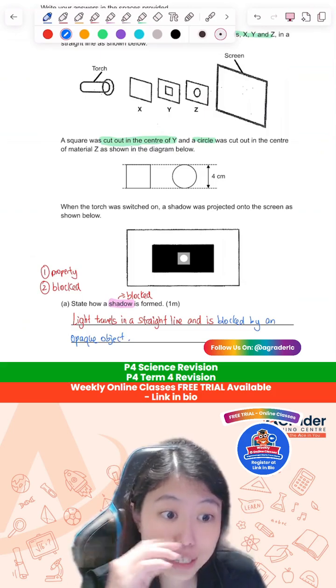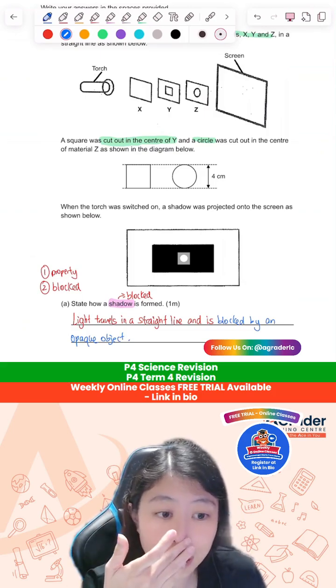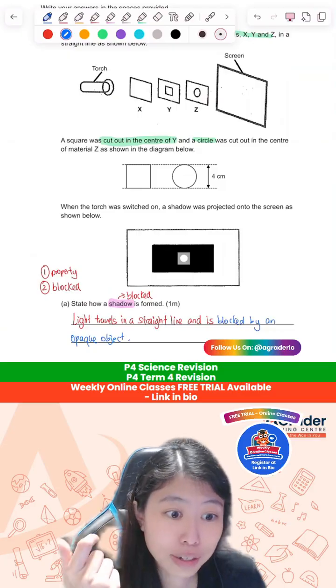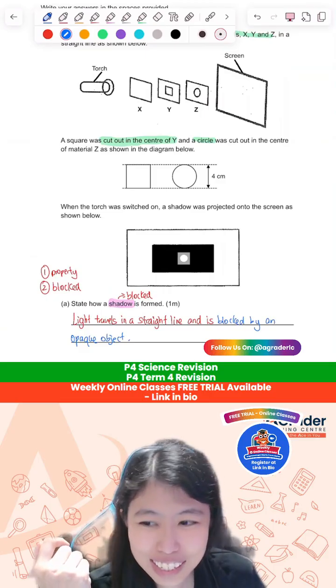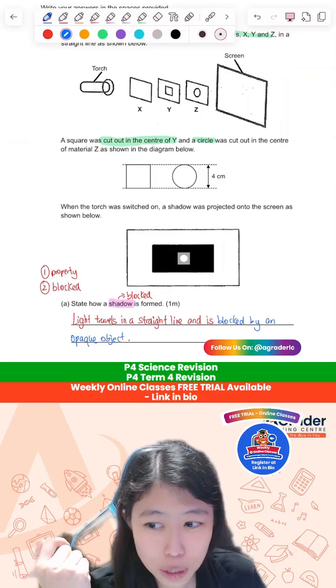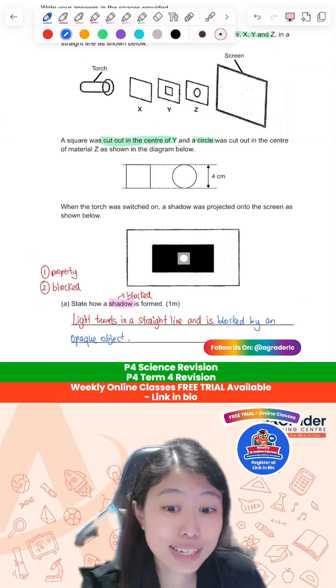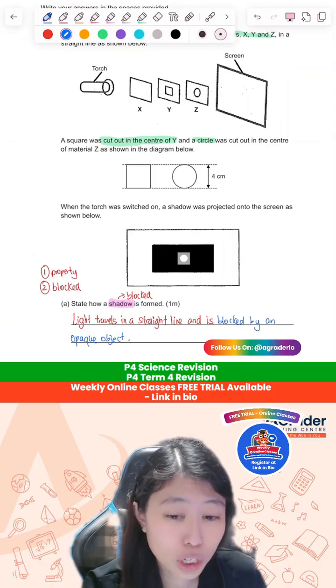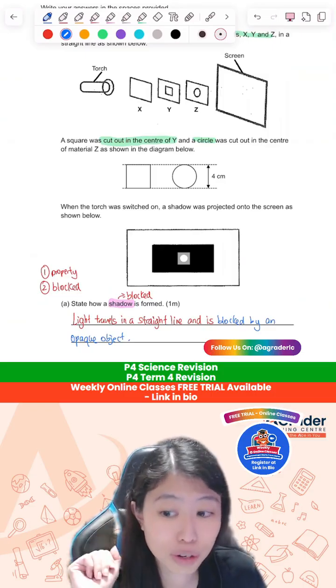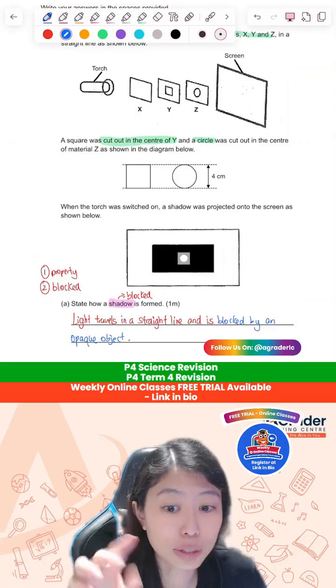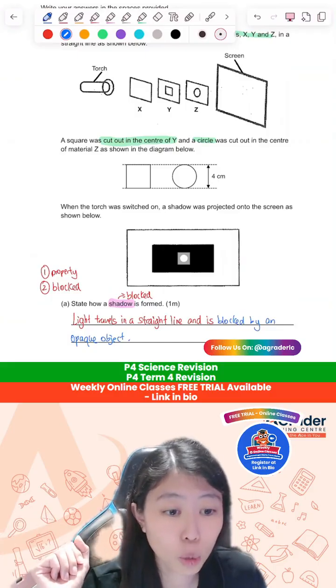Yes, but this one they're not asking you about. You can also say translucent, but the shadow is not that dark. Yeah, you can. But usually they mention it if they ask about shadow, right? Unless they say dark shadow or light shadow. If it's light shadow, then you mention translucent. If it's just shadow in general, the usual one is to just talk about the opaque object.